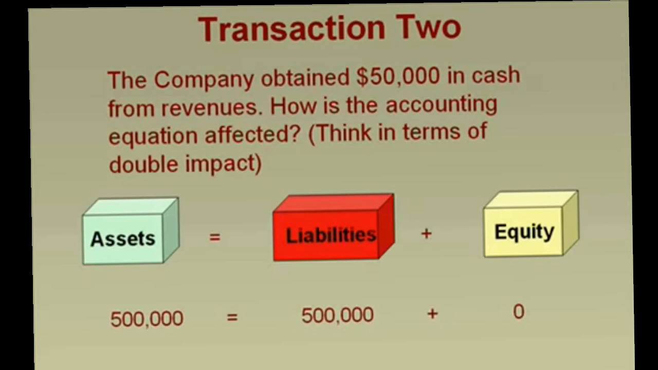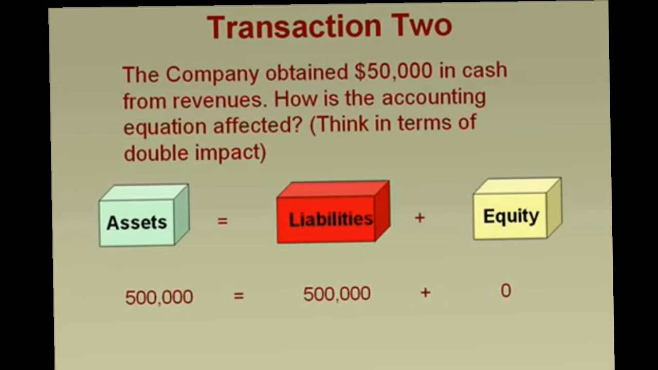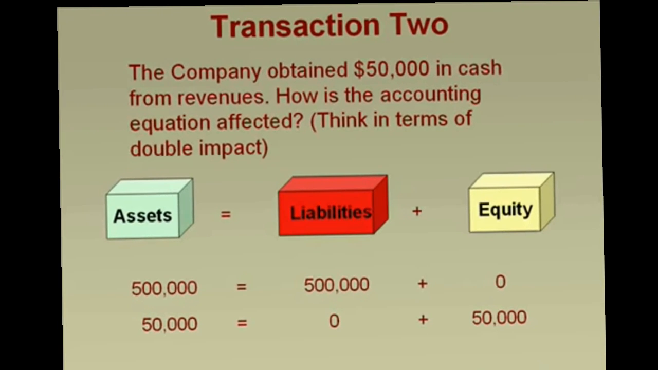Are you done? Okay. Cash goes up 50,000. Cash is an asset. So assets increase by 50,000. Liabilities are not affected. Revenue goes up 50,000. But that increases equity. So equity goes up 50,000. So the equation now looks like this. Assets up 50,000. Liabilities not impacted. Equity up 50,000.